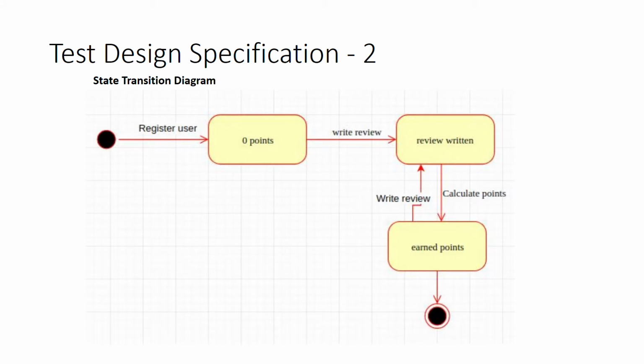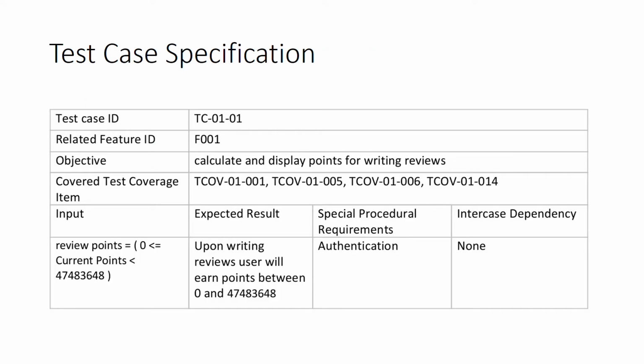So let's go to the state transition diagram. When a user registers, he will get 0 points, so that is his state. Once he writes a review, his state will be review written, and there will be a hook called calculate points. This will calculate the current points, then the state will be earned points. From there, if the user writes more reviews, the state will be review written again, and from there it will calculate the points. That's how it will end.